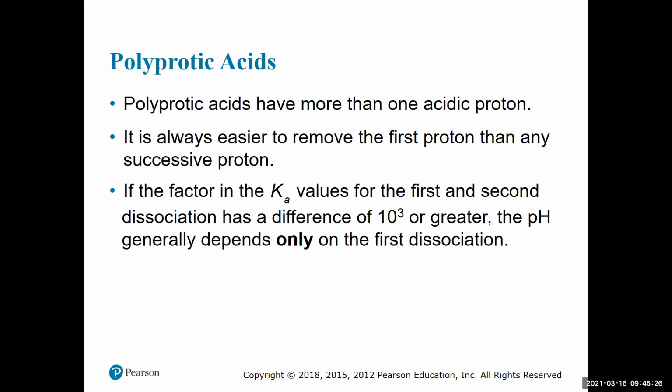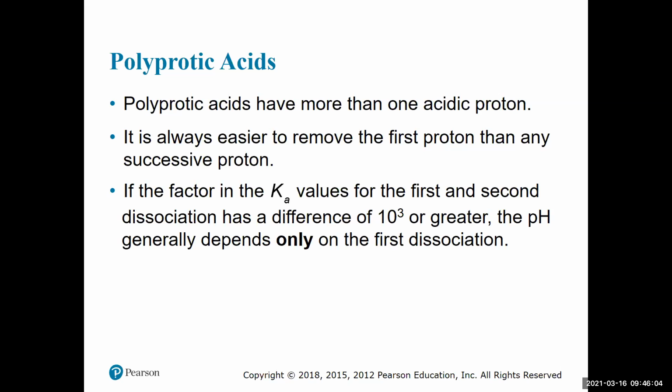So sometimes acids have more than one acidic proton on them. Sulfuric acid is an example, phosphoric acid is another, and there's a bunch of organic acids that have more than one. The protons get removed in a certain order, okay? And each of the protons that gets removed has its own dissociation constant, so it has its own pKa value. And that first proton that comes off is the easiest one.